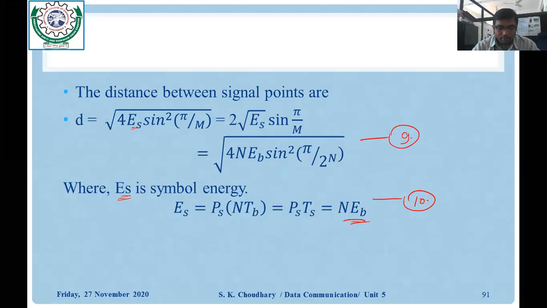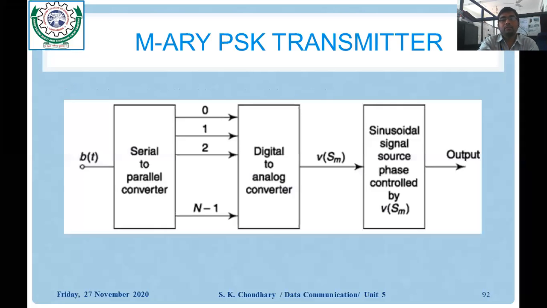Okay. After this analysis of the signal space diagram as well as the bandwidth of the M-ary PSK, now we have to see the structure of the transmitter and receiver of the M-ary PSK, meaning generation and detection of M-ary PSK. So first of all, we have to see the M-ary PSK transmitter. It is a very simple block diagram I have shown. Actually, it is very complex, but for simplicity, I have only used the blocks, not the detailed components of the circuitry.